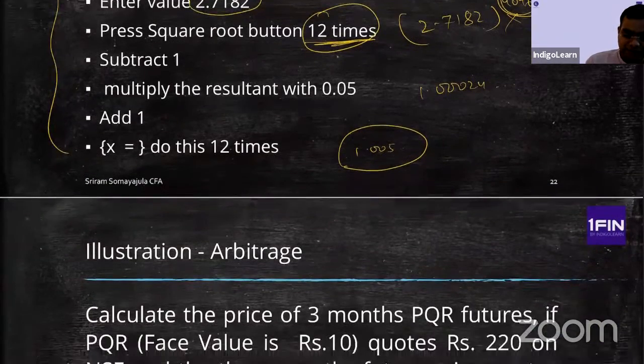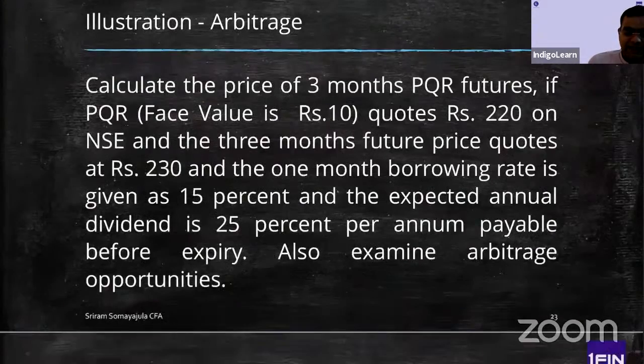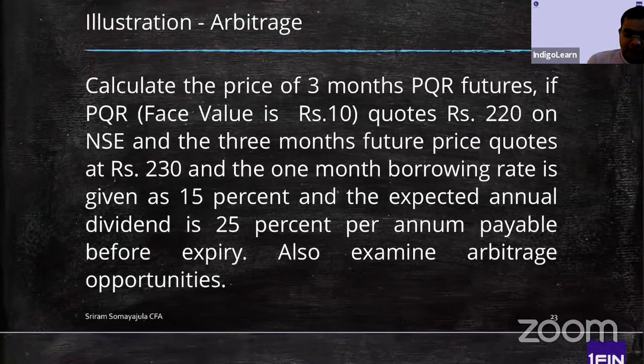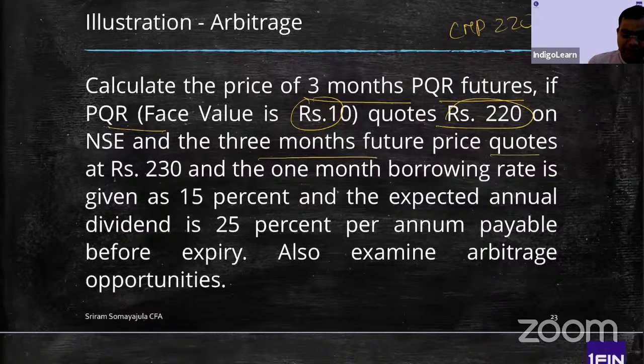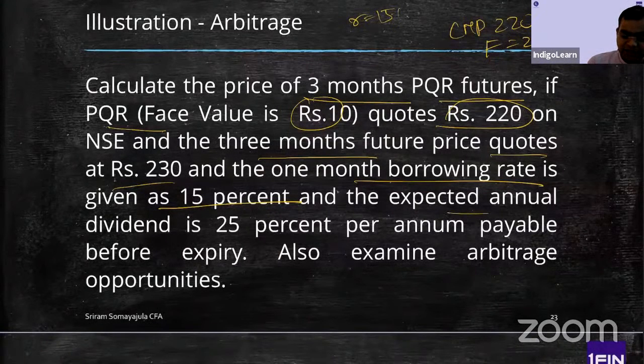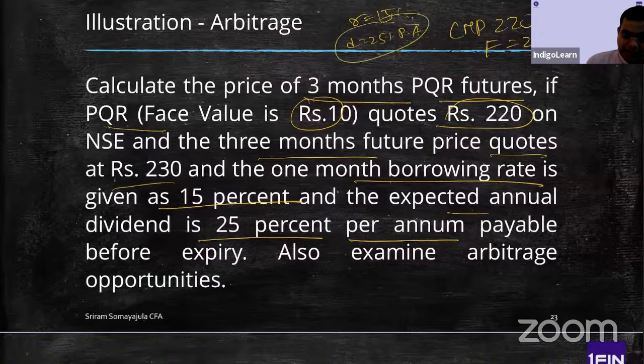Now coming to arbitrage, right? So this is another variety of questions that they will ask. Calculate the price of 3 months PQR futures. PQR face value is 10 rupees, quotes at 220. So the current market price is 220 on NSE, and the 3 months future price quotes at 230. So future is 230. Okay, and 1 month borrowing rate is given as 15%. So R is equal to 15%. And expected annual dividend is 25% per annum. It is not dividend yield. Okay. Please note, this is not dividend yield.